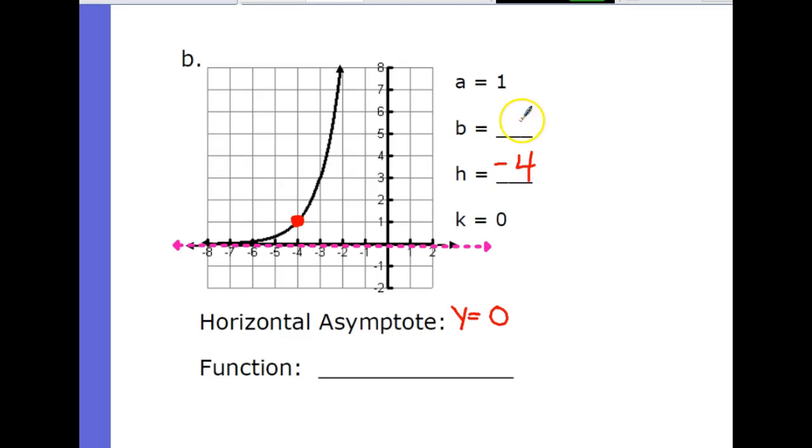How do I find out what the B is equal to? That distance right there is the B distance, 1 unit to the right of the key point. So this is going to be g of x equals base 3 raised to the power of x plus 4. And then it hasn't been moved up or down.